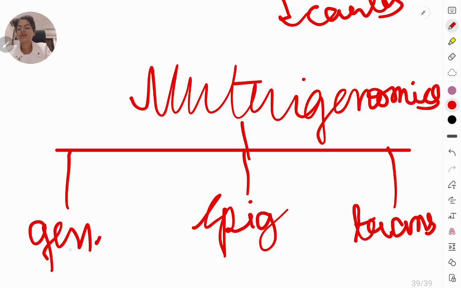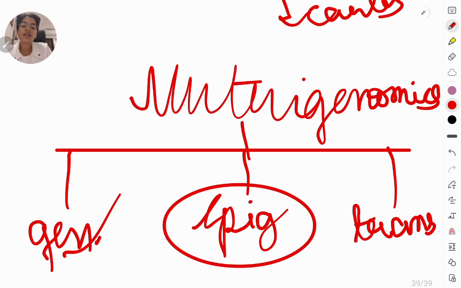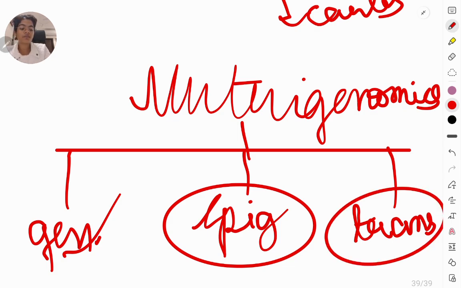Okay. Now nutritional genetics deals with how expression of gene would alter the nutrient requirement and intake. Epigenetics is that the intake of the nutrients would cause some changes in the DNA. And third is transcriptomics, which means the effect of the nutrients on the gene expression. Okay.